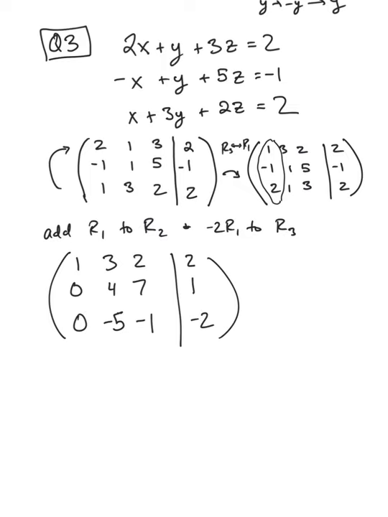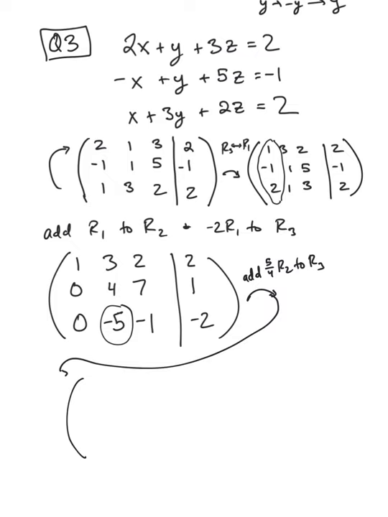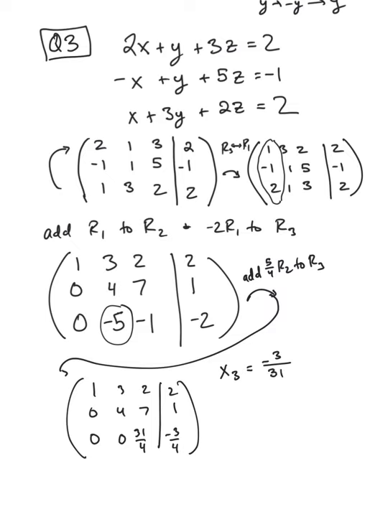Now we want to cancel this term, so we're going to add 5/4 of row 2 to row 3. I'll put this down here. So we get 1, 3, 2, 2; 0, 4, 7, 1; 0, 0, 31 fourths. And let's see, 5 fourths minus 2, so negative 3 fourths. All right, so now we get x3 is equal to negative 3 over 31.